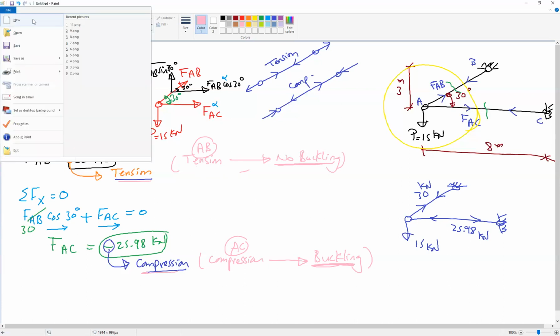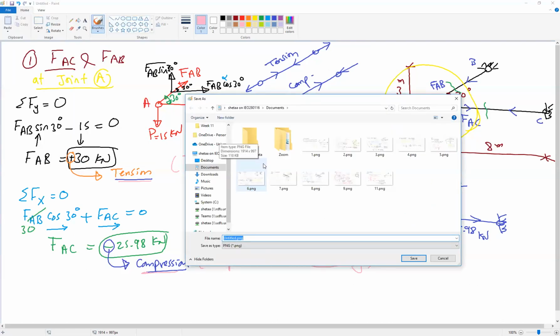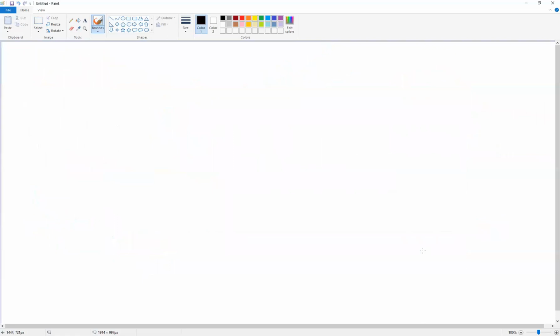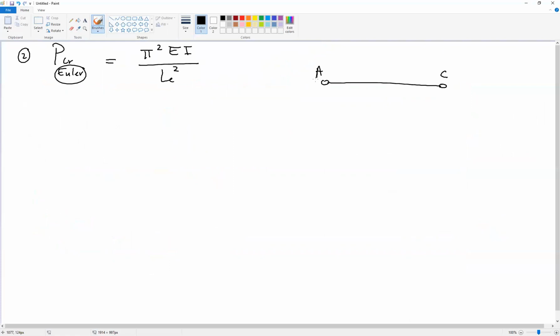Now we shift to the second step, which is the critical load or Euler load. Again, the formula for Euler load is pi squared E I divided by L effective squared. Returning back to member AC, here the force in the member, FAC, is equal to 25.98 kilonewton.